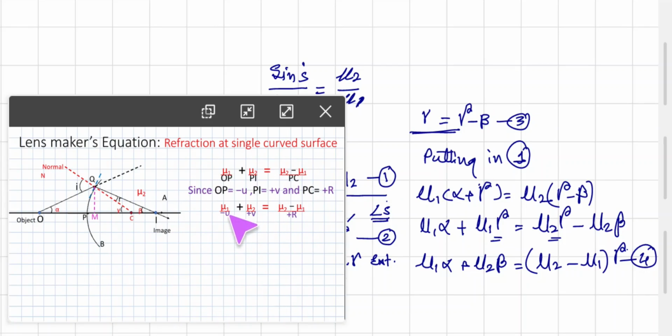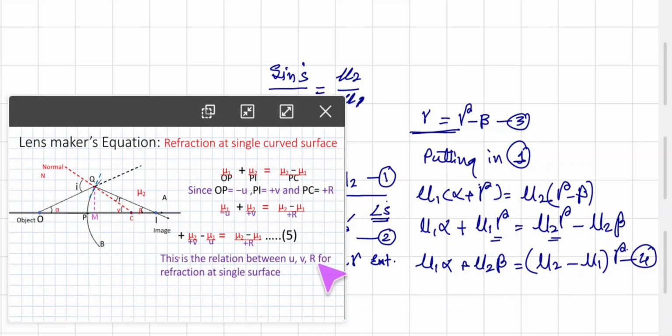Now, as we have got mu1 upon minus U plus mu2 upon plus V, we can say that it is mu2 upon V minus mu1 upon U is equal to mu2 minus mu1 upon R. Let us consider this as expression 5. This is the relation between U, V and R for refraction at a single surface. This is a single surface, and another surface is absent, as you can see. So refraction is taking place only due to a single surface, and we get the image formed at distance V, and this is the relation.